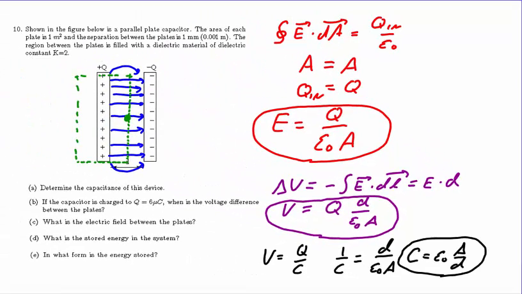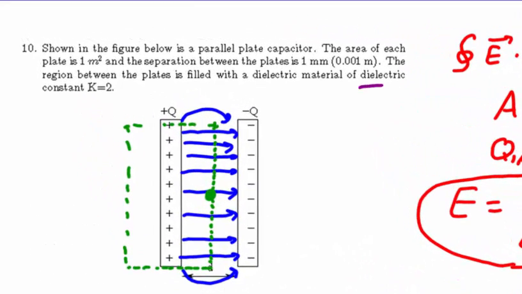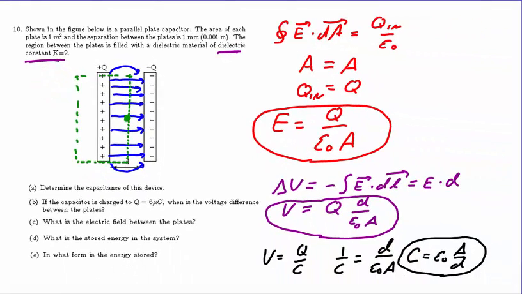Tragedy! Oh no! We totally forgot about the dielectric. What shall we ever do? What you do in the presence of a dielectric is very simple. You simply find every epsilon naught and you replace it with K times epsilon naught, and then you have the correct formula.